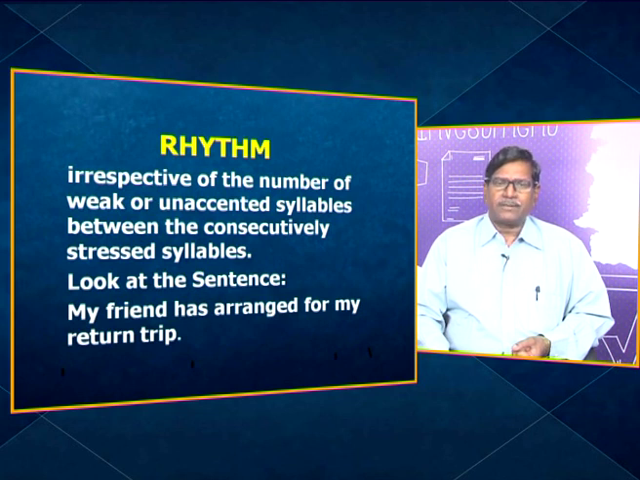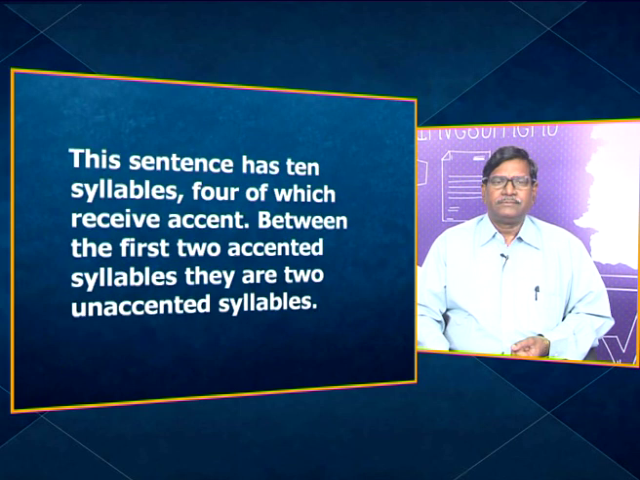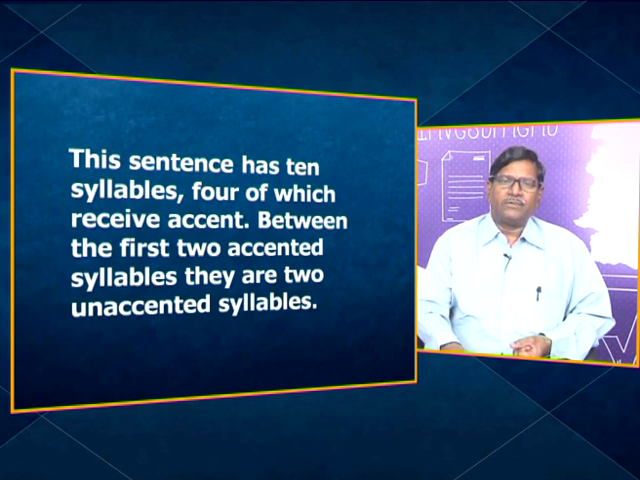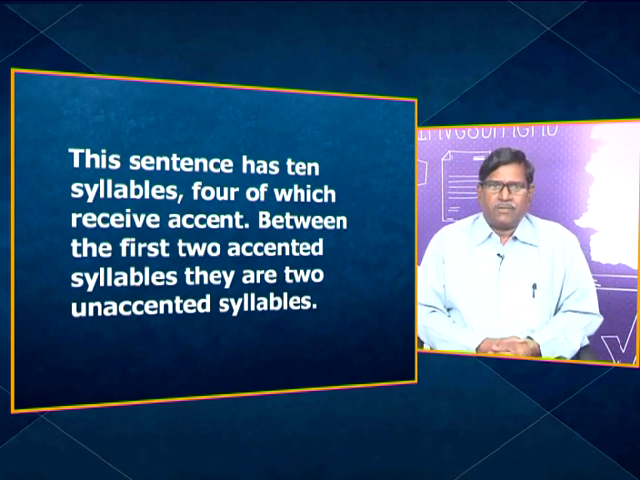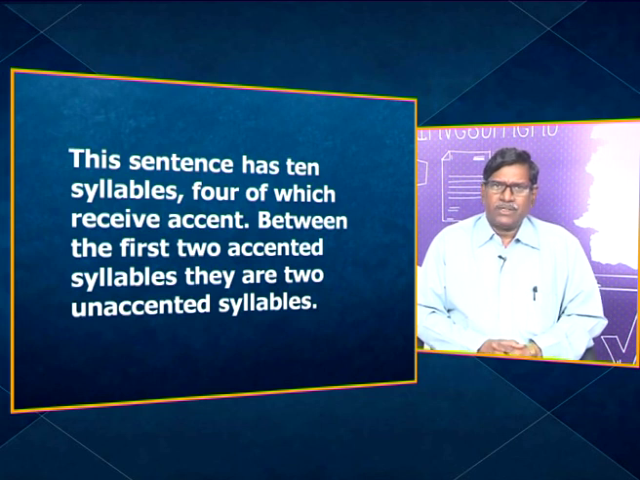My friend has arranged for my return trip. See the sentence? My friend has arranged for my return trip. So, in this sentence, how many words are stressed? Friend, arranged, return, trip. Only 4 words gain stress and the other words are not stressed. Out of 10 syllables in this sentence, only 4 receive accent.